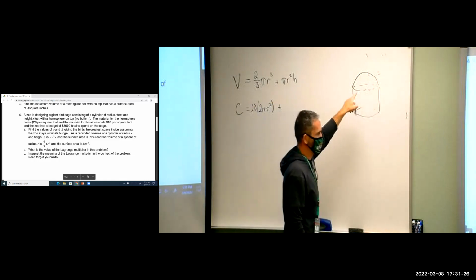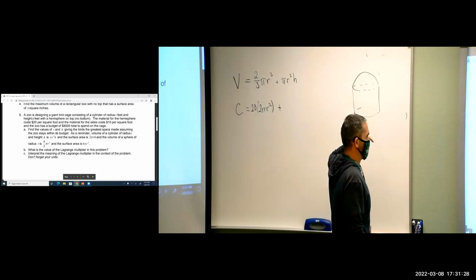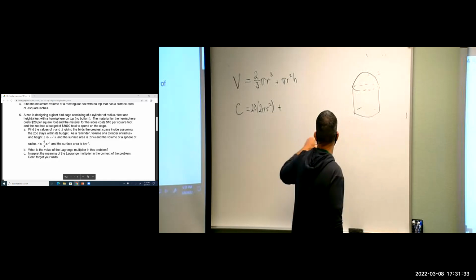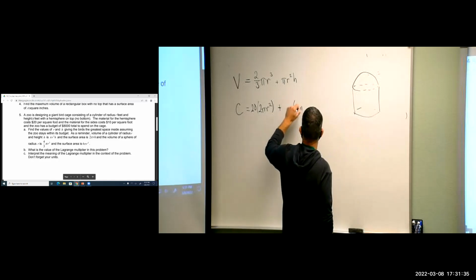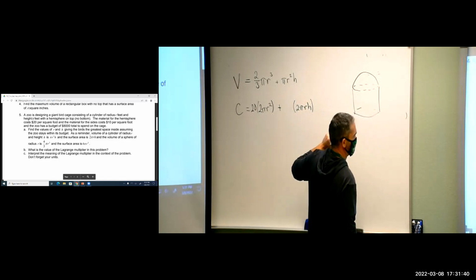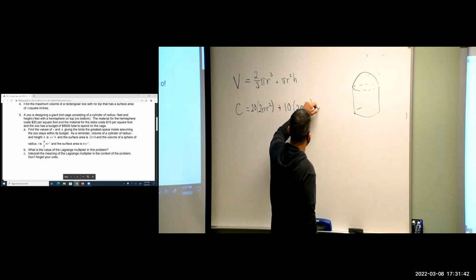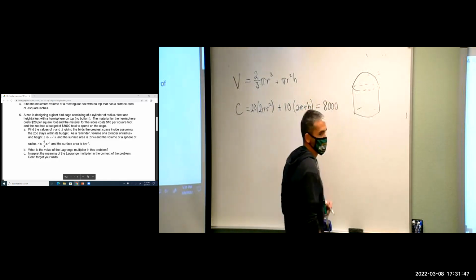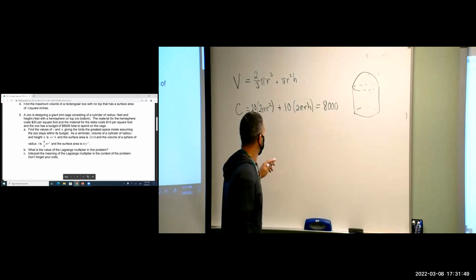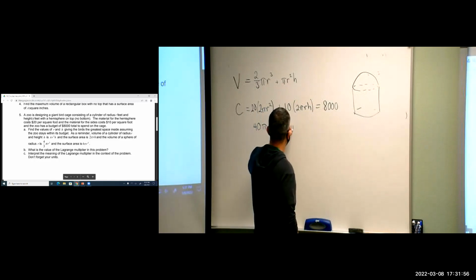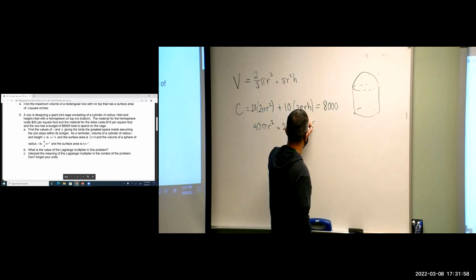And we're going to do the same thing for this. The lateral surface area is 2 pi r h for this cylinder. So 2 pi r h, and I believe this was $10 per square foot, right? And we are going to assume that we are going to use every bit of that budget, which is 8,000. So that's our constraint. We'll simplify this a little bit. 40 pi r squared plus 20 pi r h equals 8,000.